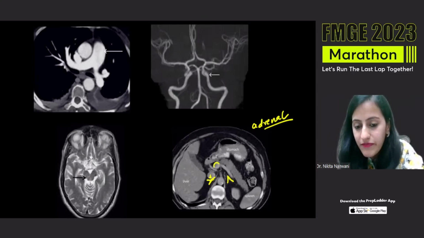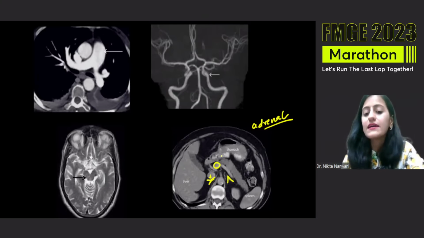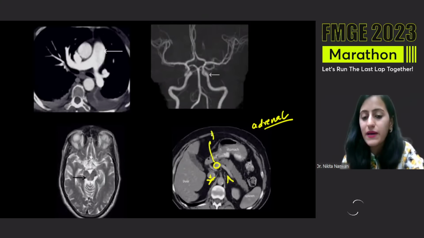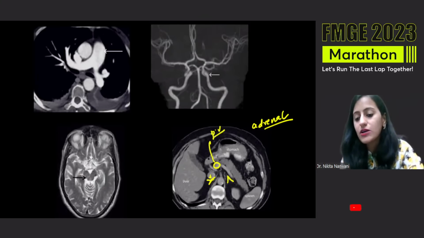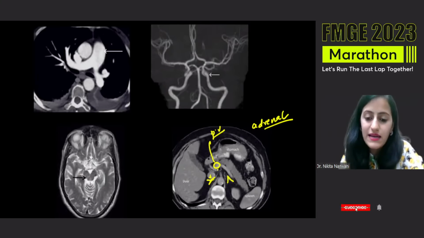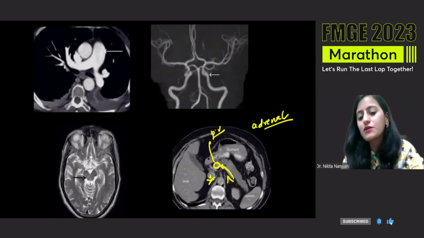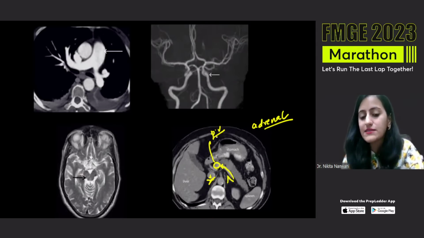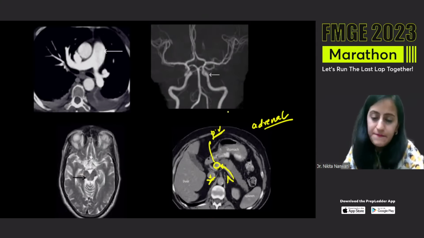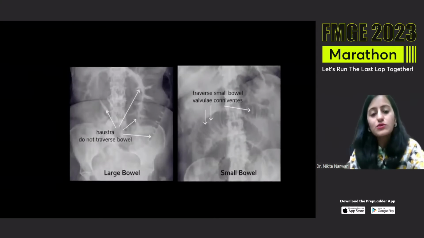This vessel which will be formed here, related to the pancreas, is where the portal vein will be formed. The confluence of the portal vein, right? The portal vein will be formed here by the joining of the splenic vein and the superior mesenteric vein. This is going to be the portal vein, right? So let's go on to the next image here.